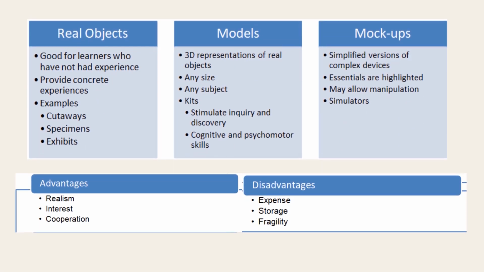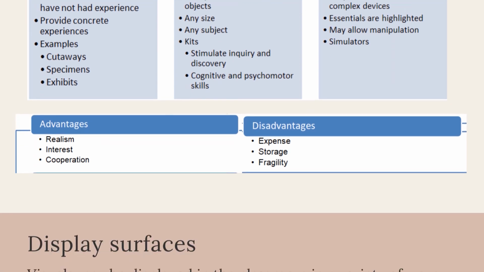Alright, so aside from manipulatives, we still have real objects, models, and mockups. What we mean by real objects is bringing a real object to the student. For example, if I want to show my students a laptop, it's better to bring a laptop and show it to them rather than showing them a picture of a laptop. And models are 3D presentations of objects that I cannot actually bring to the class.